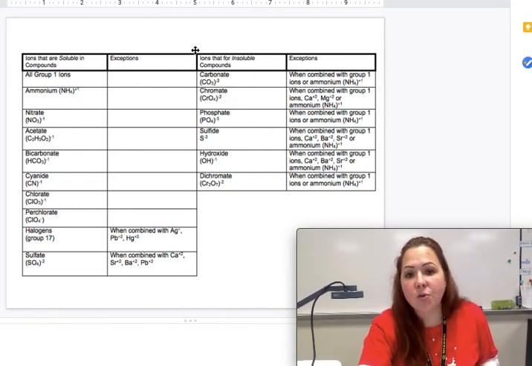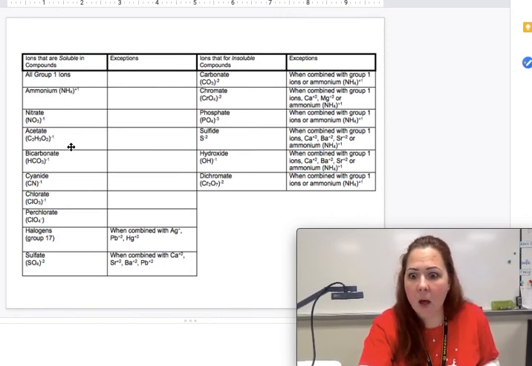So this is kind of two separate sides of the chart. It gets broken down by this line right here. All of these are going to be soluble. These are all going to be insoluble, except when you have the exceptions.